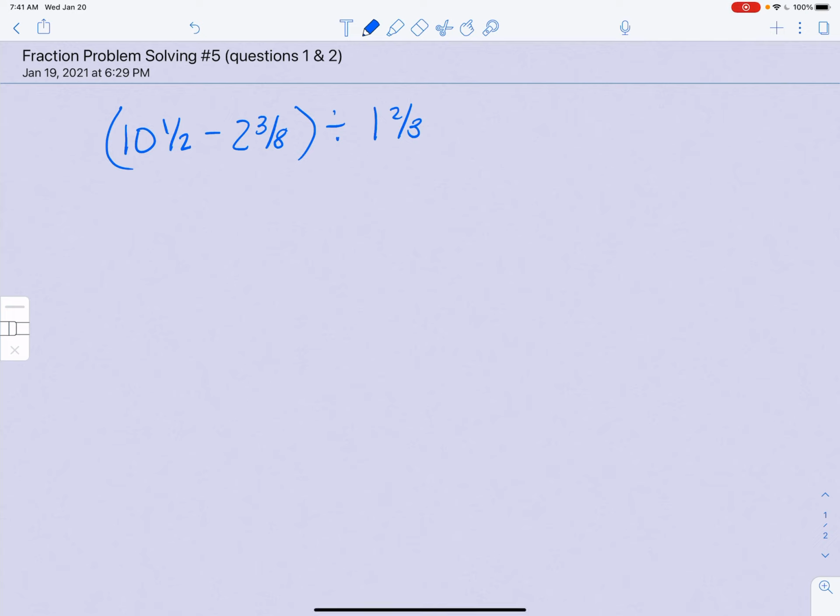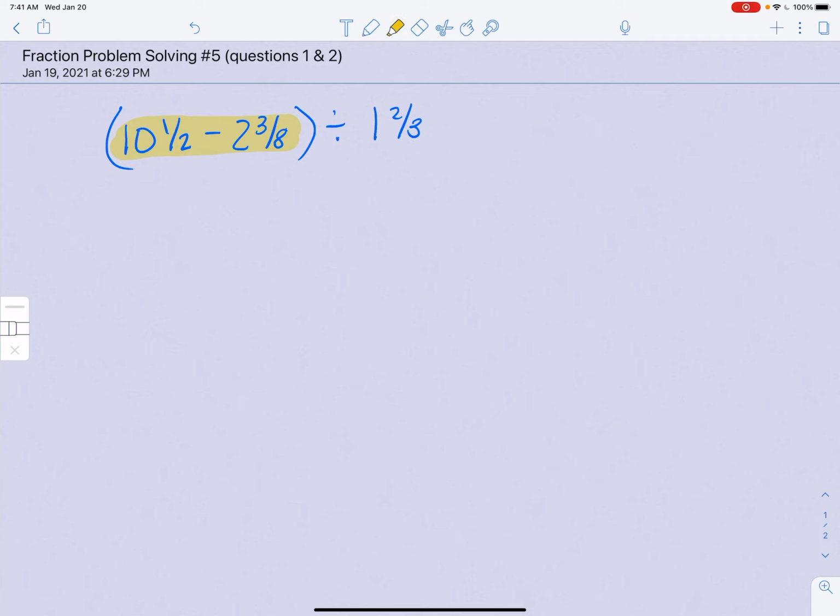Now again, I am not going to get overwhelmed by all of the numbers. I'm going to deal with what is in the parentheses first. And in order to deal with what's in the parentheses, I have to create a common denominator and change to a mixed number.